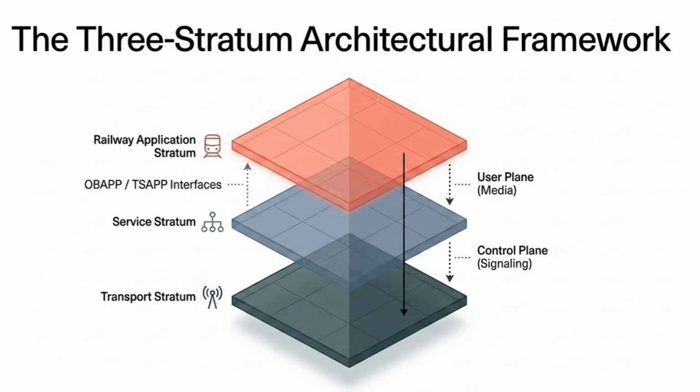This architecture separates responsibilities perfectly. As you can see at the very top, we have the Application Stratum. This is where your train controls and user interfaces actually live. Right beneath that is the Service Stratum, basically acting as this intelligent middleman. And then down at the bottom, the Transport Stratum handles the physical radio waves. The beauty of this is that they communicate through standard interfaces, but they remain completely functionally independent.